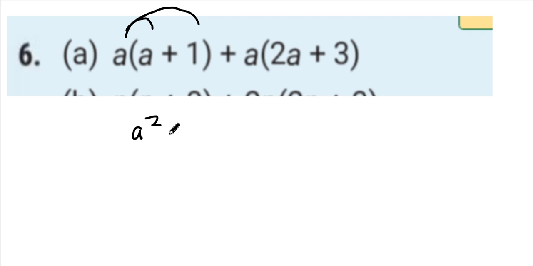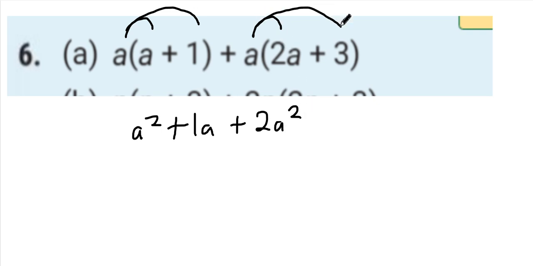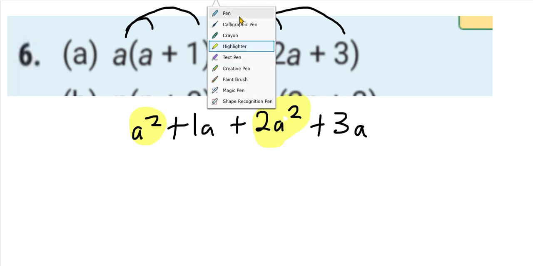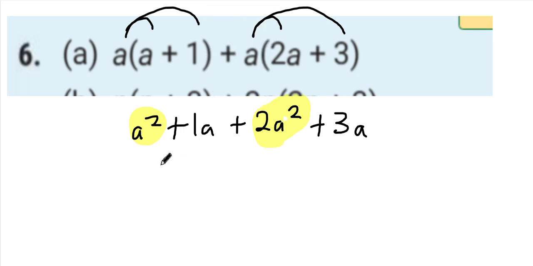A times 1, 1a. A times 2a, 2a squared. A times 3, 3a. Okay, and generally speaking, the a squareds can be added together. So what happens when you add a squared to 2a squared? 3a squared, and we add 1a to 3a.